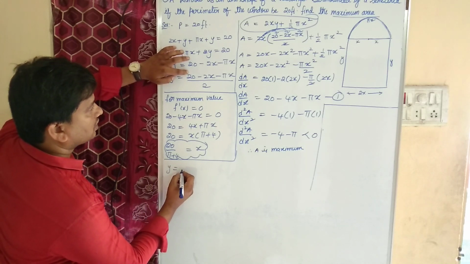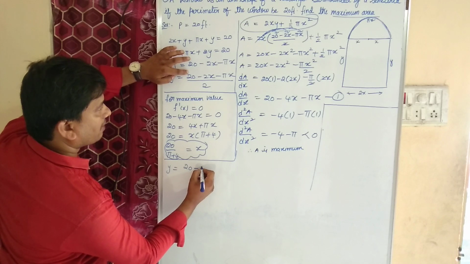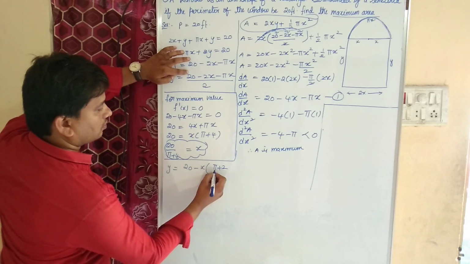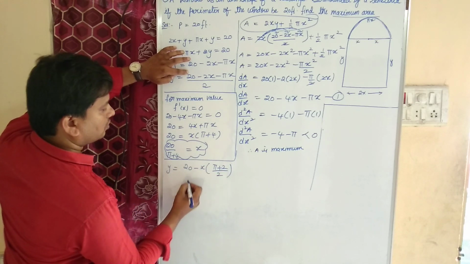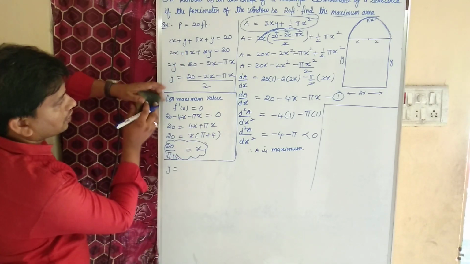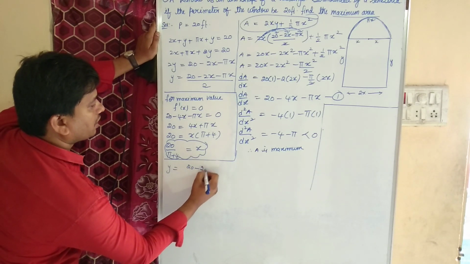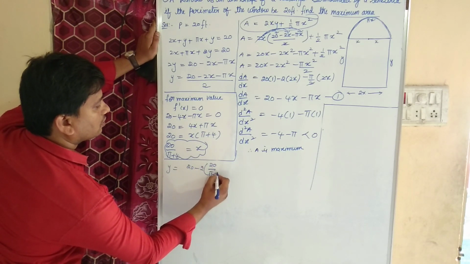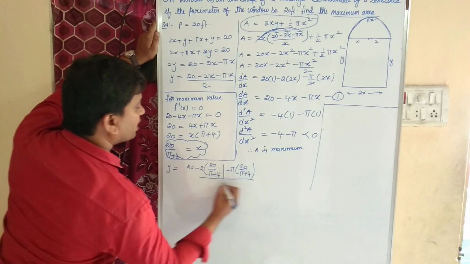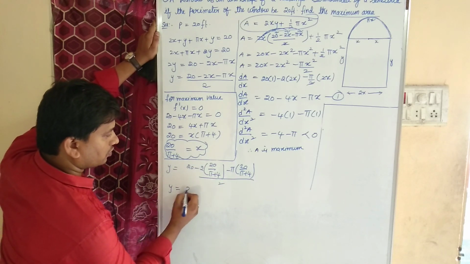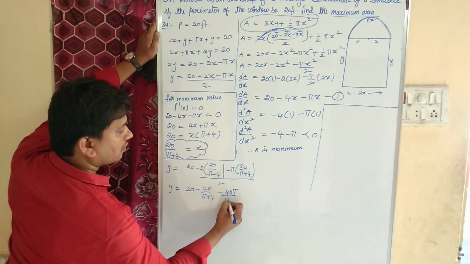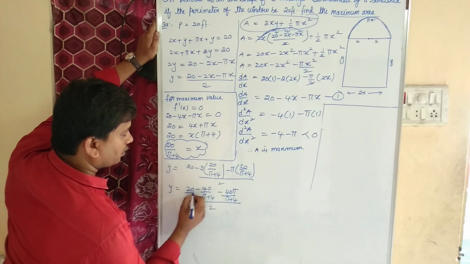y equals, as here we have 20, I can take minus x as common, I'll get pi plus 2 by 2. Or else directly we will substitute. What is there? 20 minus 2 into the x value 20 by pi plus 4, minus pi into the x value 20 by pi plus 4, all divided by 2, children. So y equals 20 minus 40 by pi plus 4 minus 20 pi by pi plus 4, divided by 2.